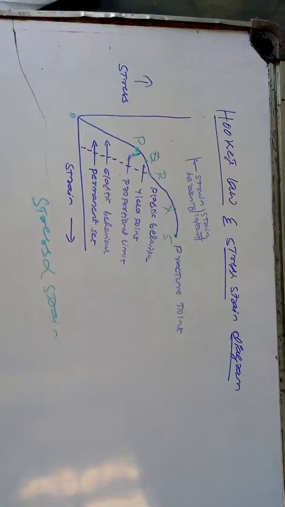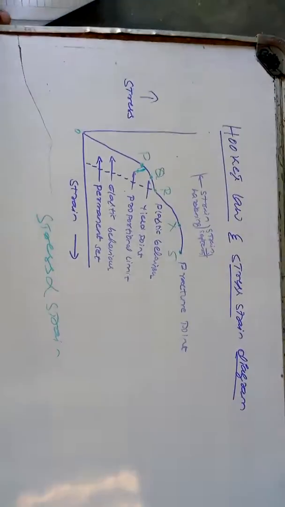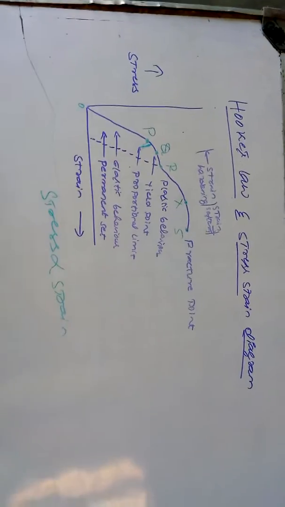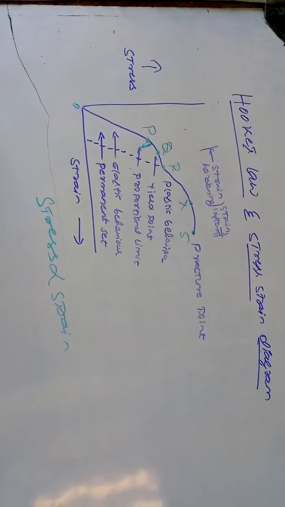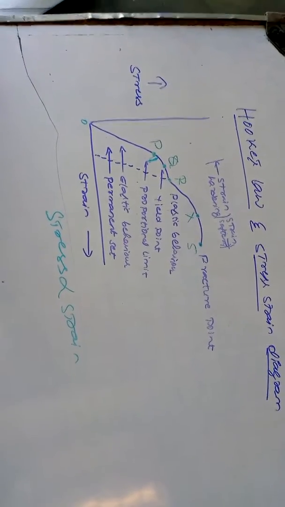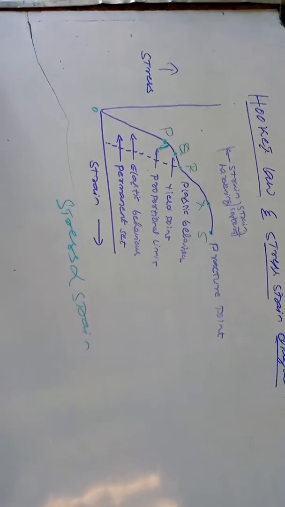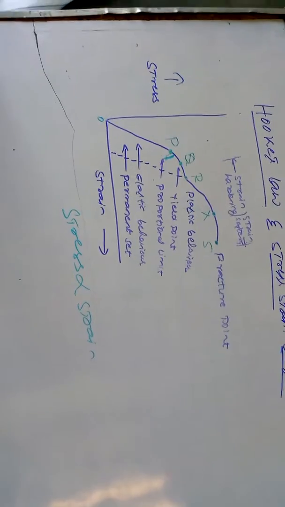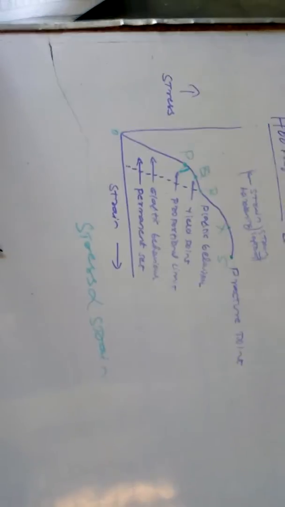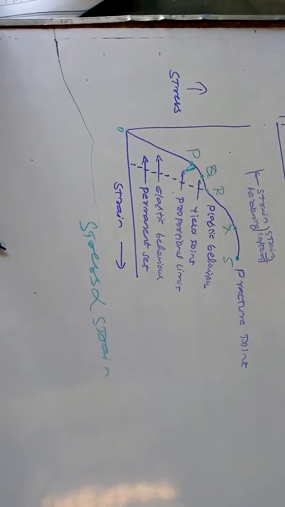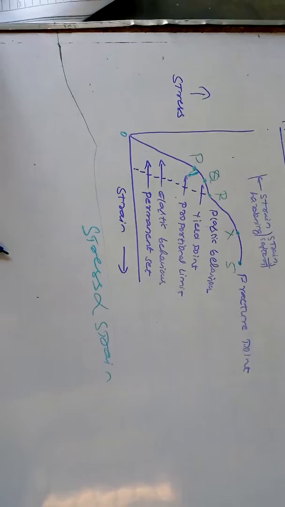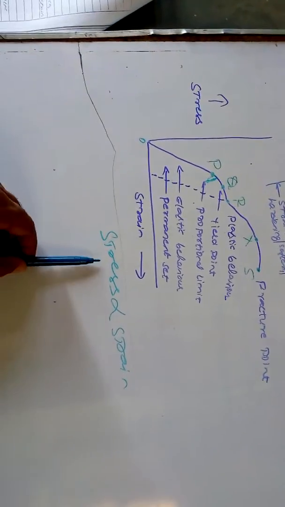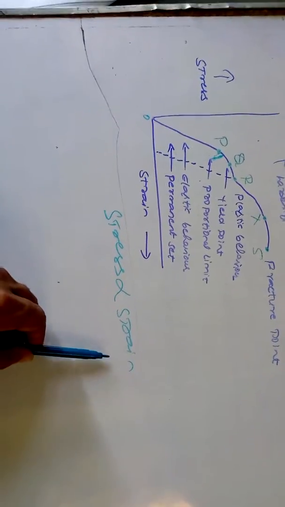The next topic is Hooke's law and the stress-strain diagram. Now the basic law we can define. What is the statement of Hooke's law? This was given by Robert Hooke in the year 1679. What does the statement of Hooke's law mean? The stress is directly proportional to strain within the elastic limit. Here the stress is directly proportional to strain.